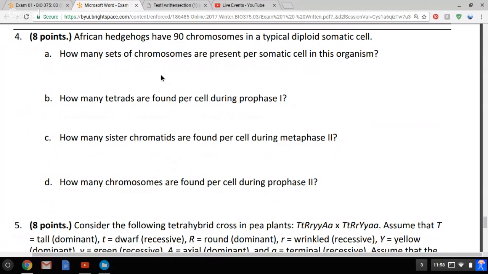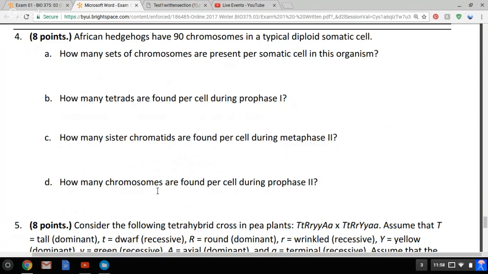How many sister chromatids are found per cell during metaphase 2 for part C? There is going to be 90 sister chromatids found per cell because they don't separate yet until anaphase 2. And there's 90 because at this point in meiosis, there's 45 chromosomes per cell. And that kind of answers the next question.